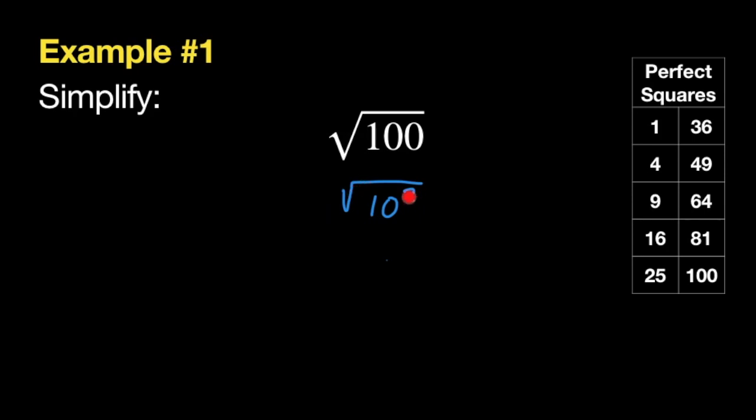The square root and the exponent cancel. So they are inverse operations of each other. So our answer is going to be 10. So the square root of 100 is 10. And you don't have to write anything else down, just the number 10.